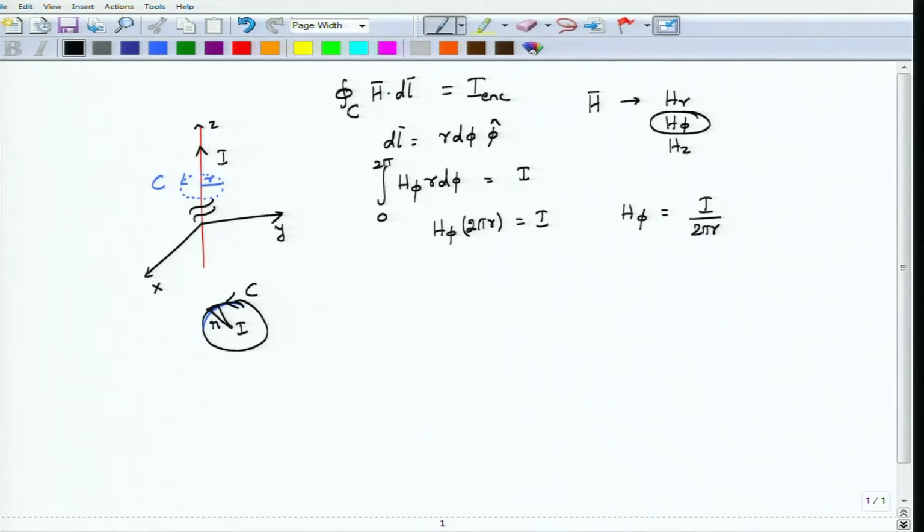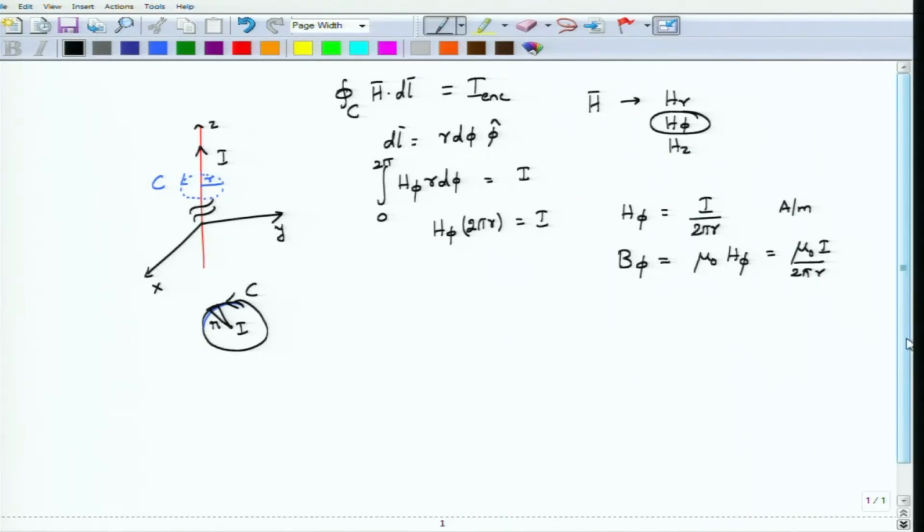Once you know what is H phi, it is a very simple matter to find B phi. B phi will be mu 0 times H phi, and this is given by mu 0 I by 2 pi r. Remember that H has units of ampere per meter. So this is what we have essentially done, using Ampere's law in order to obtain the magnetic field.